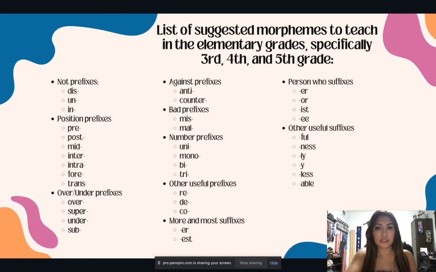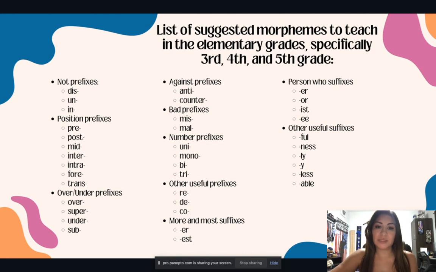This is a list of suggested morphemes to teach in the elementary grades, specifically in grades 3rd, 4th, and 5th. So not prefixes include dis, un, and in. Position prefixes like pre, post, mid, inter, intra, for, and trans. Over/under prefixes like over, super, under, and sub. Against prefixes anti and counter.